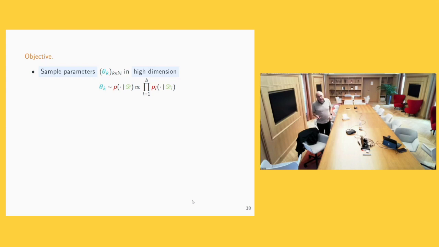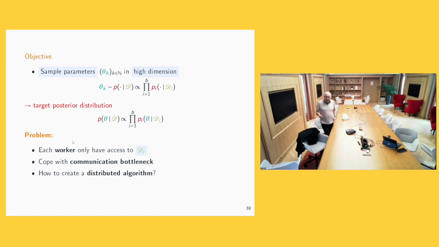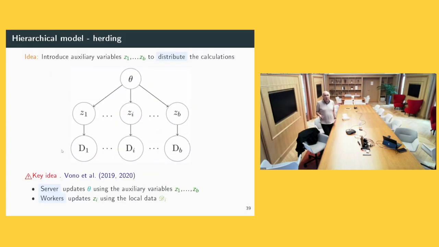But the idea is the same techniques, same problems: you are willing to sample the target distribution, which is a product of local posteriors. Each worker has access only to an individual dataset D_i, you have to cope with the communication bottleneck, and the idea is how to create a distributed algorithm. The key idea comes from a paper by Maxime Vono. Maxime Vono was a postdoc here, he was at Lagrange for one year, and he did his PhD with Pierre Chainais and Nicolas Dobigeon.